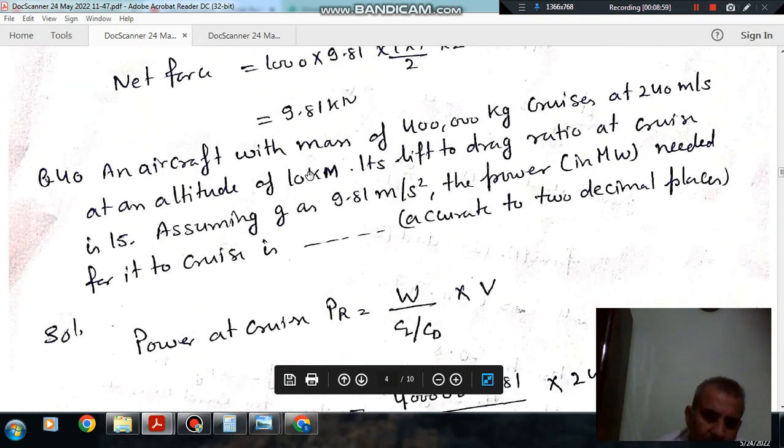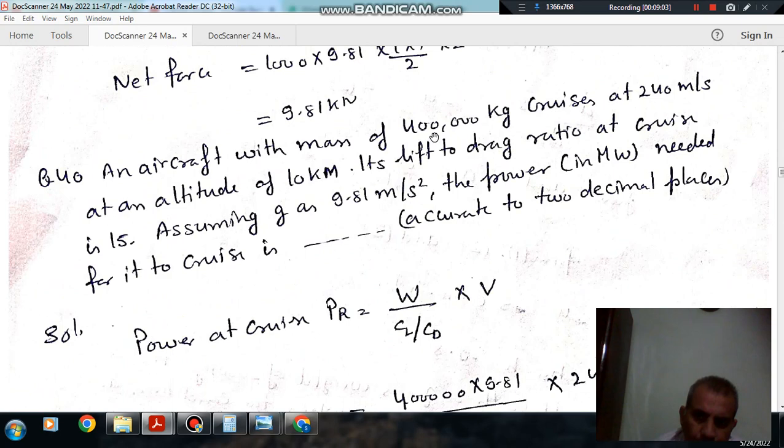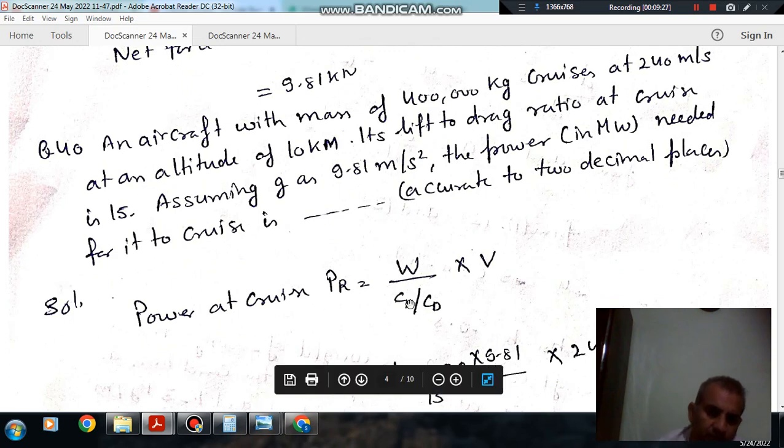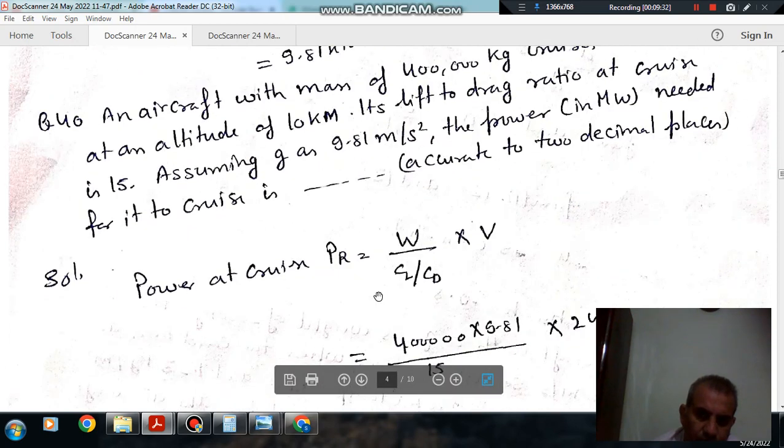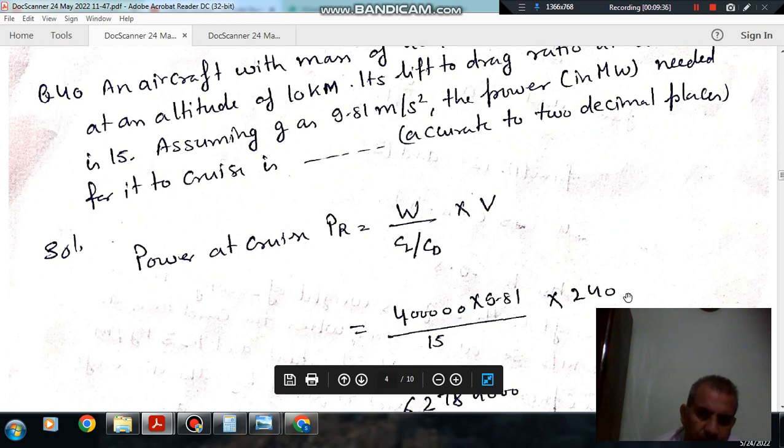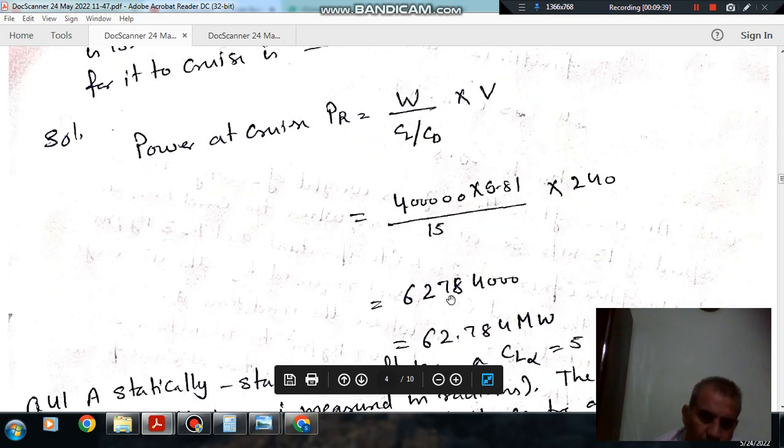Next, an aircraft with mass of 400,000 kg cruises at 240 meter per second at an altitude of 10 km. Its lift to drag ratio at cruise is 15. Assuming g as 9.81 meter per second square, the power in megawatt needed for it to cruise is equal to dash, accurate to 2 decimal places. So power at cruise is W by CL by CD times V, and W is given as 400,000 times g. CL by CD is 15, V is 240. So the answer will be 62784 kilowatt, or 62.784 megawatt.